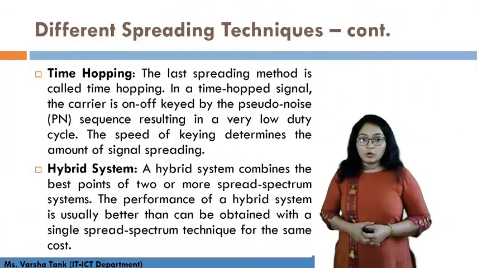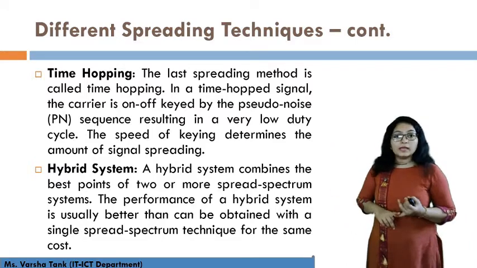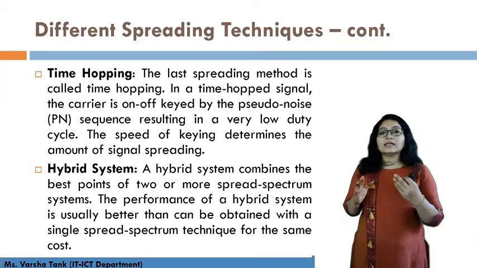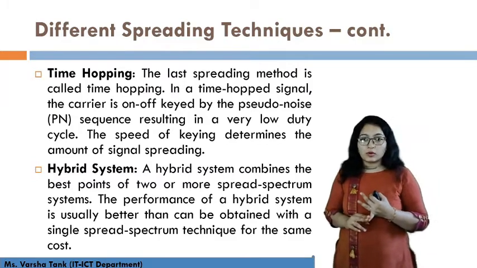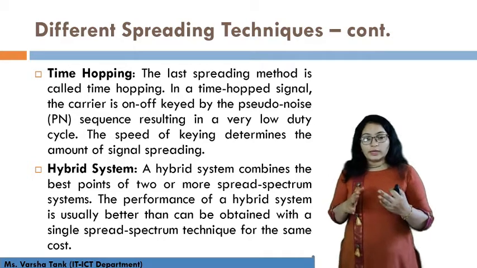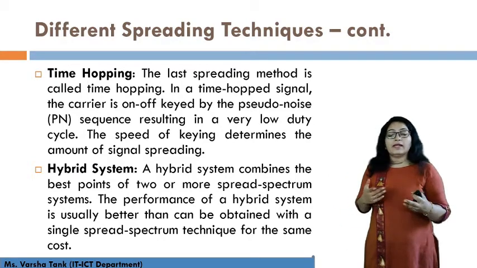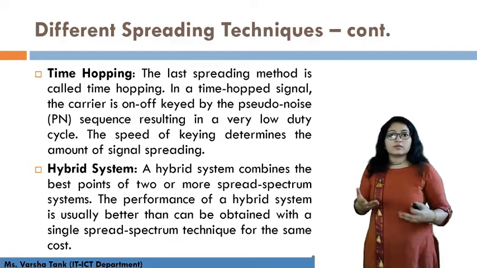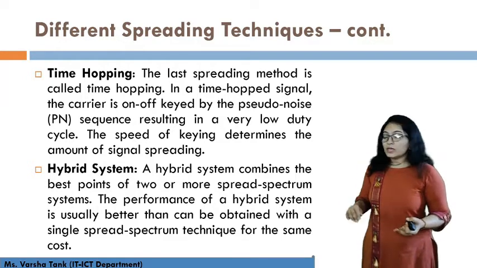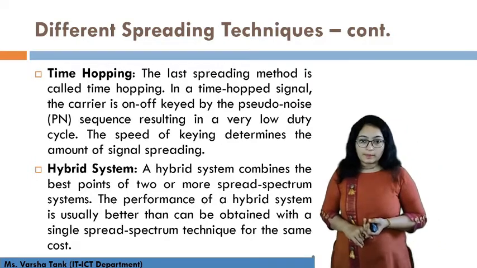Now next is the time hopping. That last spreading method is called time hopping. In a time hop signal, the carrier is on-off keyed by the pseudo random noise sequence, resulting in a very low duty cycle. So in a time hopping signal, your signals will be on or off depending on which type of digital information they carry. The speed of keying determines the amount of signal spreading.